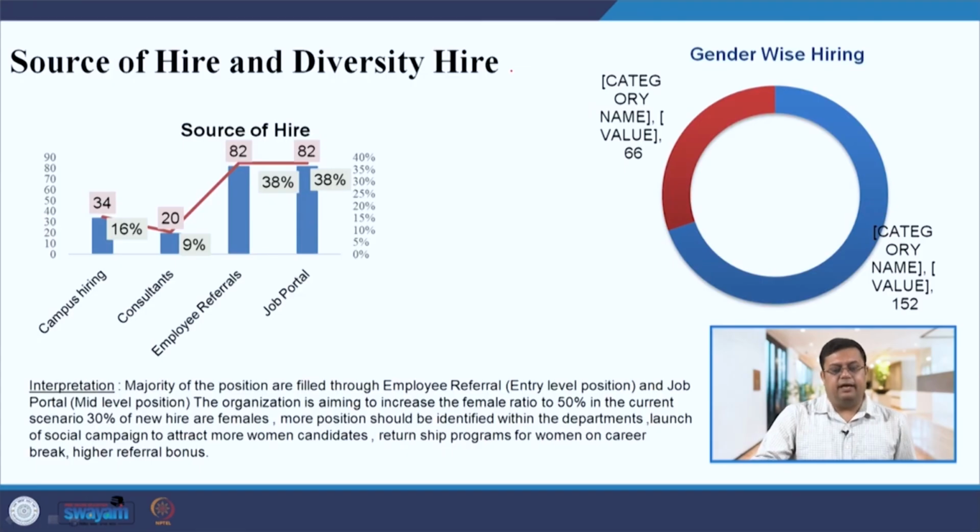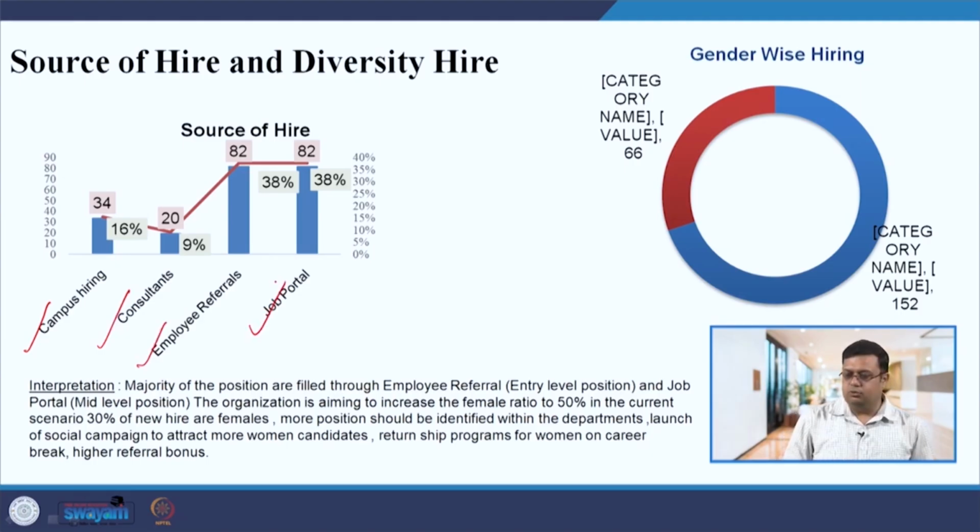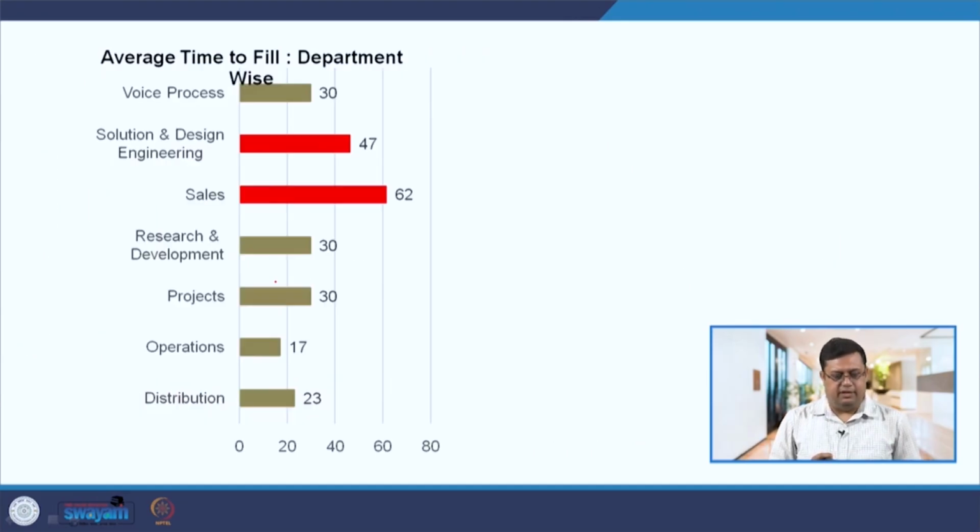Sources of hire and diversity of hire, right. So, from which sources, you can see here campus hiring, consultant, referral, job portal. So, this is also another way of representing the various sources of hire and diversity of hire. How many males are there, how many females are there, how many city wise. If you remember, in the diversity case I had discussed two types of diversity, deep diversity and surface diversity. Here you can see surface diversity data is there, right. So, sources of hire and diversity of hire, that is what you can say.